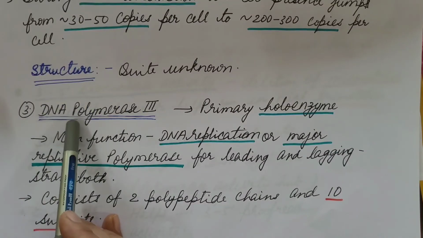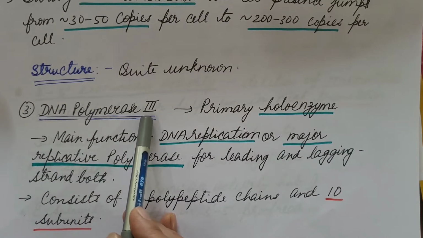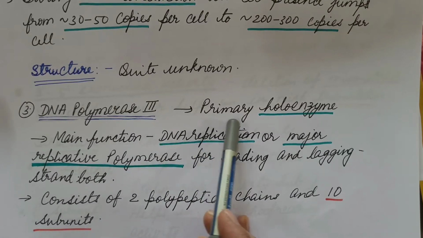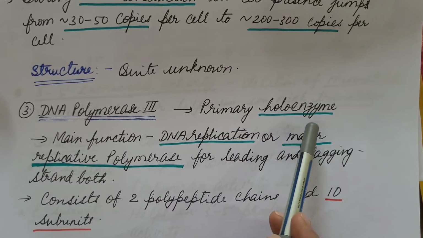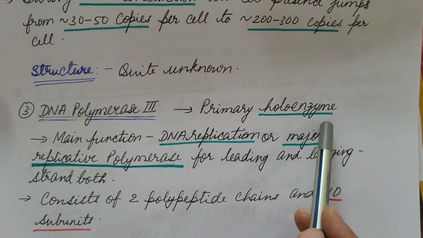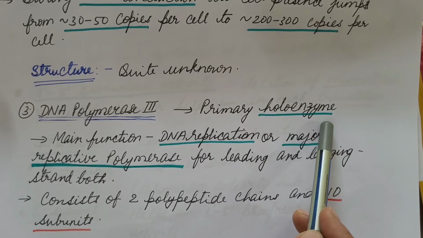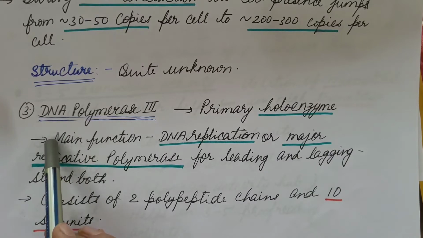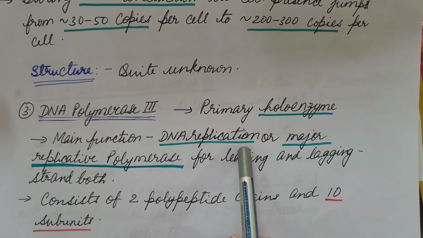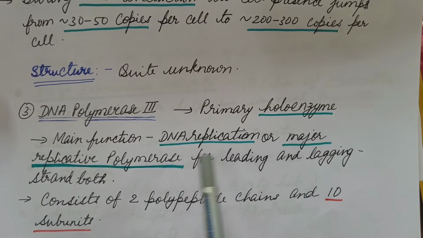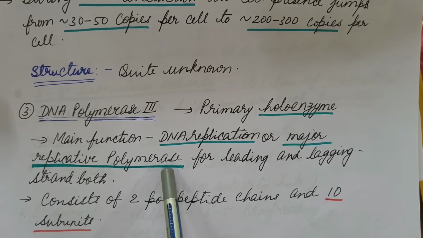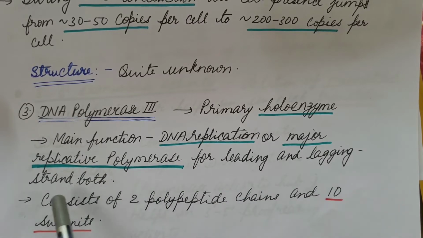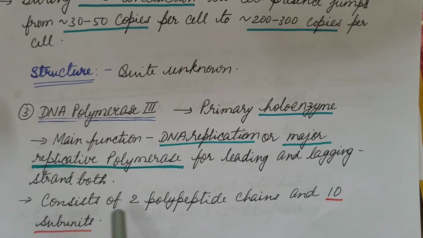Now the third type of DNA polymerase is DNA polymerase 3. It is the primary holoenzyme. Holoenzyme is a completely functional enzyme which consists of both enzyme and coenzyme. Its main function is DNA replication. Hence, it is known as the major replicative polymerase for both leading and lagging strand. It consists of 2 polypeptide chains and has 10 subunits.